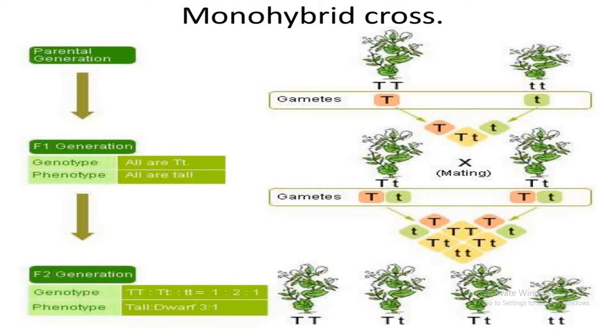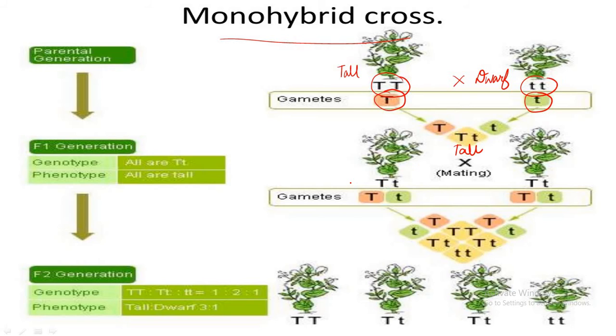This is the monohybrid cross, where a plant containing capital T genotype, which is the tall plant, and another plant which is considered as the parent having the genotype small t, is dwarf. When these two plants are crossed, the gametes produced by the tall plant will contain capital T and the gametes produced by the dwarf plant will contain small t. Now when these gametes fuse, it results in formation of F1 generation plants which are all tall, but the genotype is capital T small t.